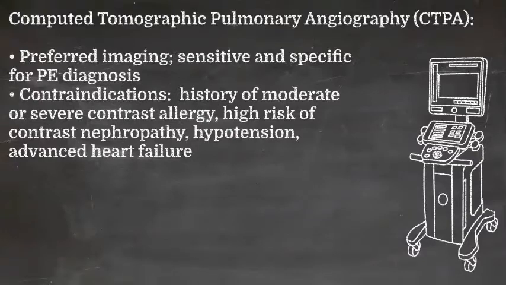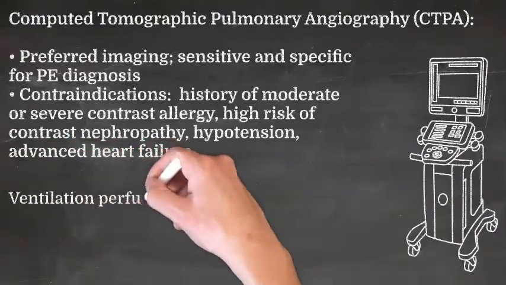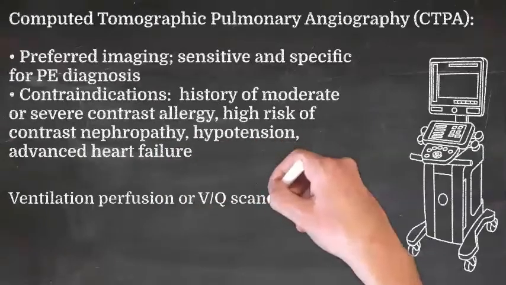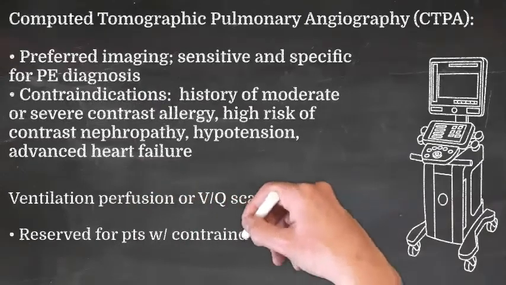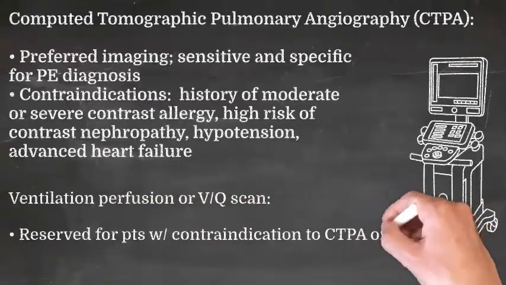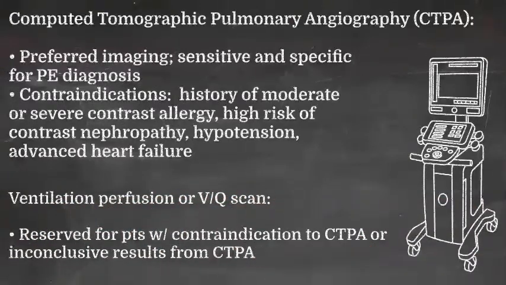So those patients may not be able to get a CTPA, but for almost all of your other patients, you want to get it in order to make a definitive diagnosis of PE. For the patients who cannot get a CTPA for any of the above mentioned reasons, we can actually do a ventilation perfusion or VQ scan. This is very much reserved for patients with a contraindication to CTPA, or if they have inconclusive results from CTPA, which is very rare. But typically you'd only get this if a patient cannot get a CTPA.